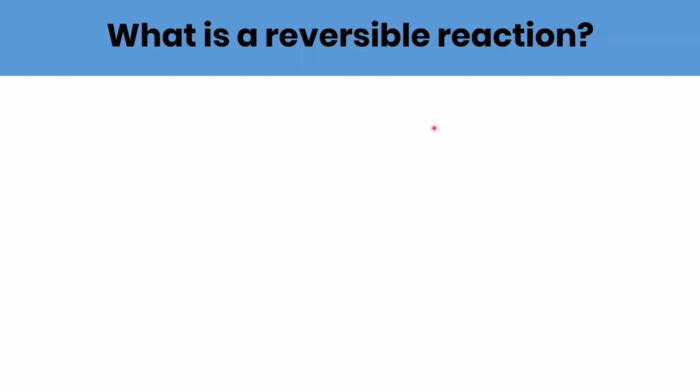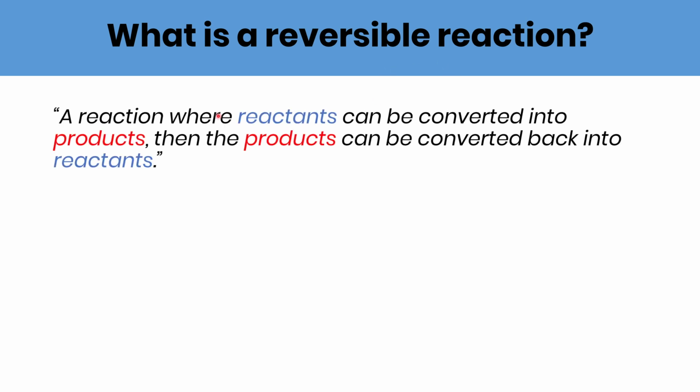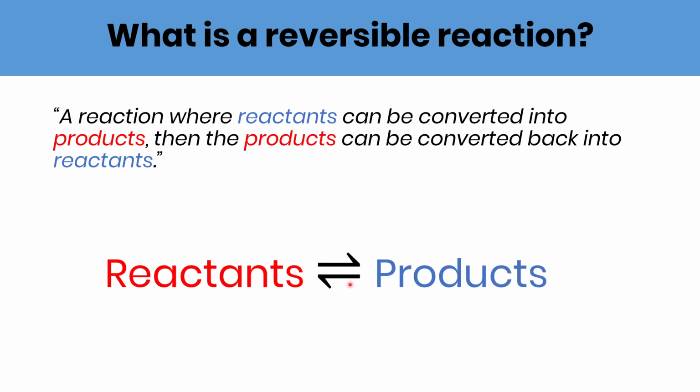So let's get started. A reversible reaction is a reaction where reactants can be converted into products, and then the products of that reaction can be converted back into the reactants. This is an important definition for a reversible reaction, and it's very important that you use the terms reactants and products when describing one of these reactions. Also, we use this arrow, as you can see here, in the middle of the equation, and if you see one of those arrows, then you know the reaction you're looking at is reversible.